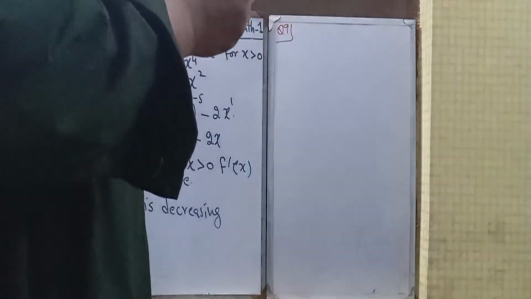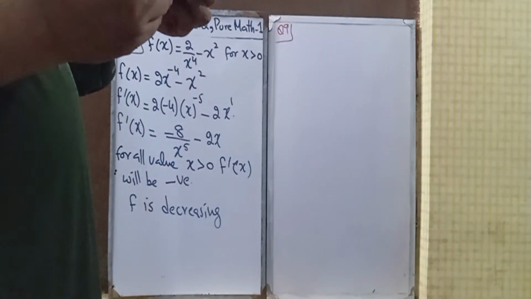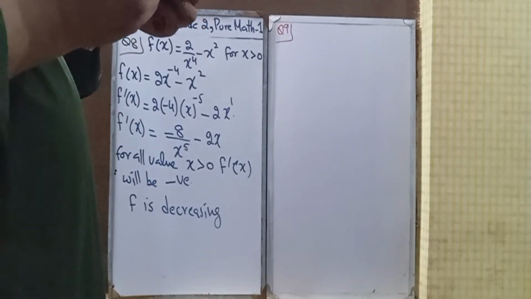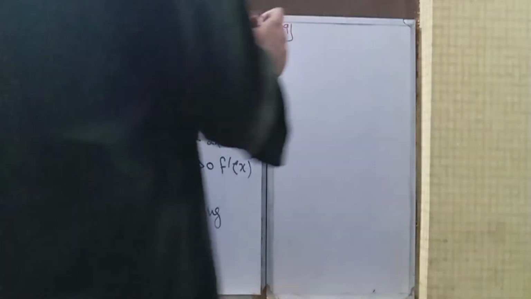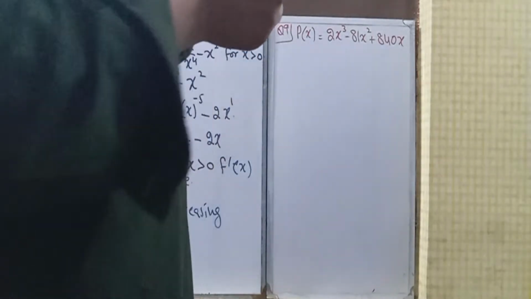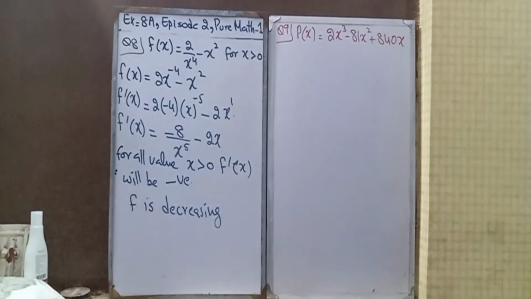A manufacturing company produces x articles per day. The profit function P of x can be modeled by the function 2x cubed minus 81x squared plus 840x. Find the range of values of x for which the profit is decreasing.